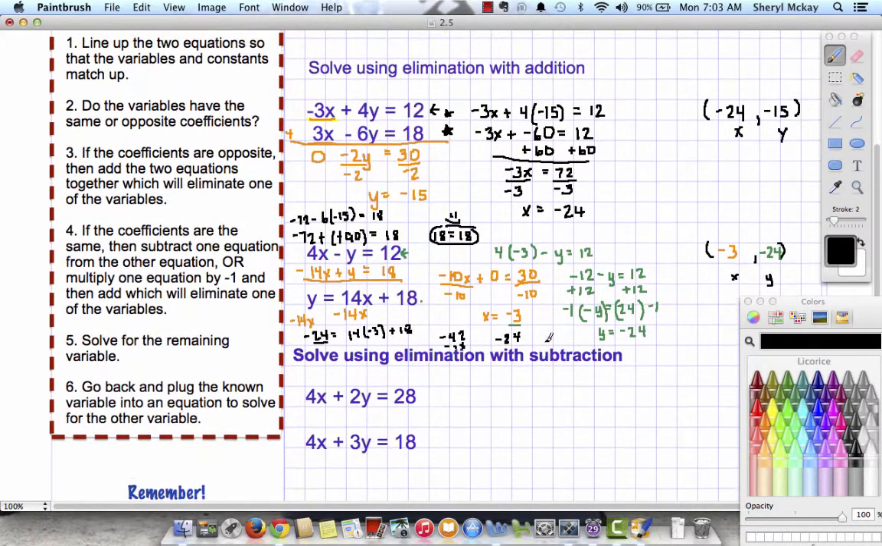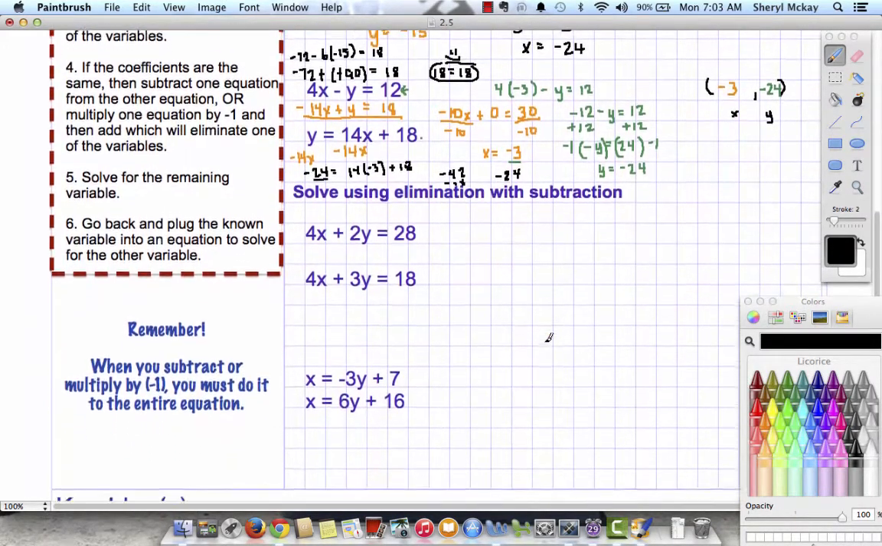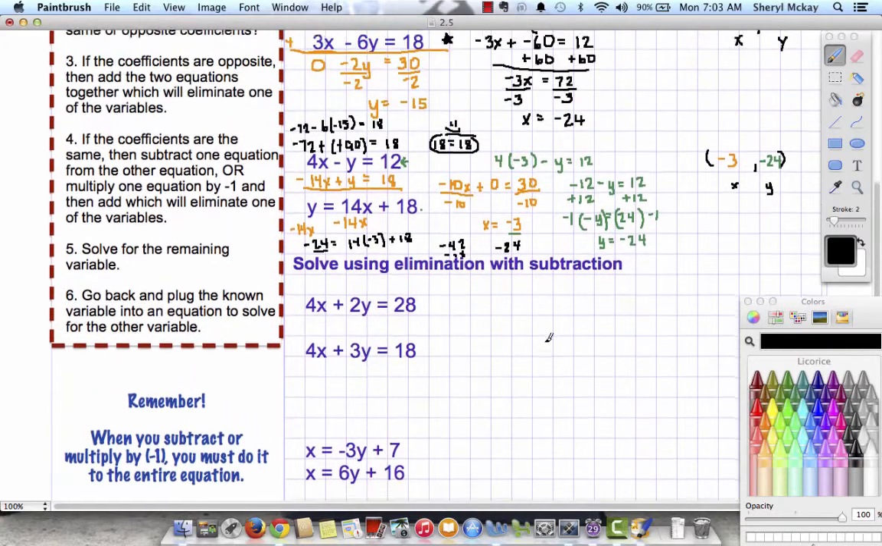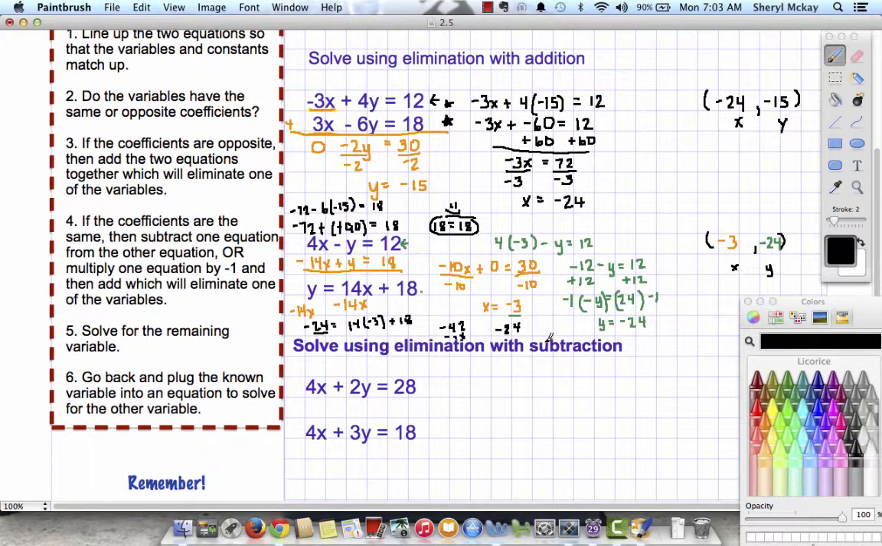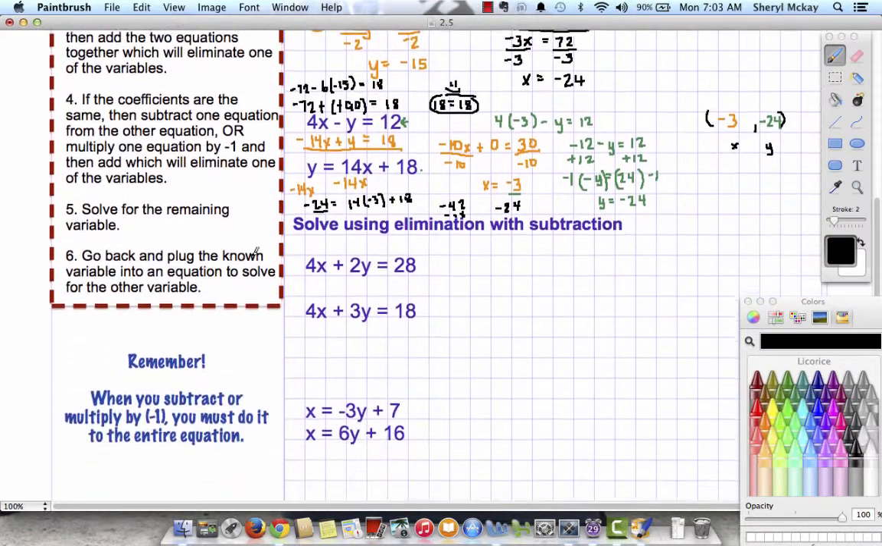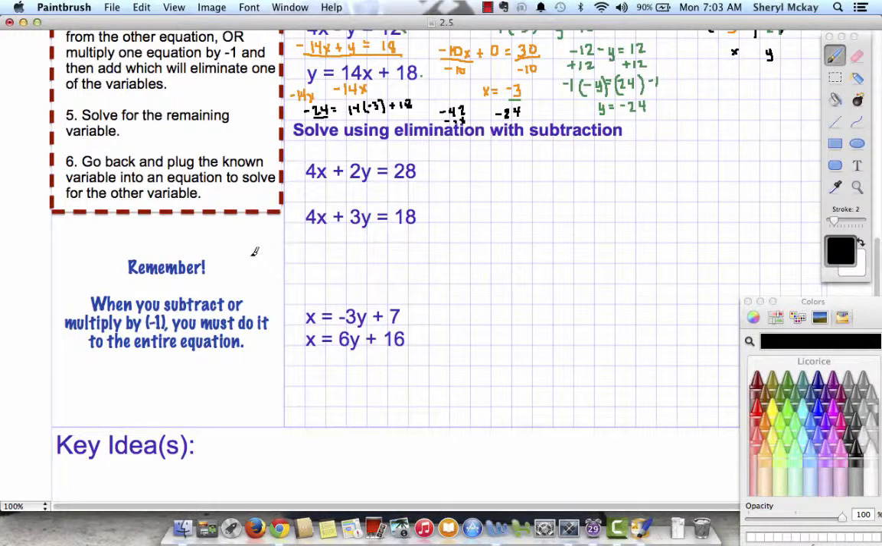So, now, let's talk about what happens when our coefficients are not opposite. This number 4, if the coefficients are the same. So, let's look at this first one down here. 4x plus 2y equals 28. 4x plus 3y equals 18.